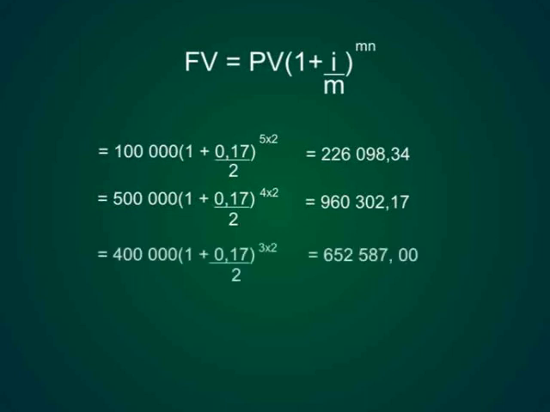In 2 years he invests 400,000 rand, so that will be 400,000 rand, open bracket, 1 plus 0.17 over 2, close bracket, to the power 3 times 2, which gives us an answer of 652,587 rand. Add those three figures together, and that gives me an answer of 1,838,987.51 rand. So he's still going to be about 160,000 rand short.